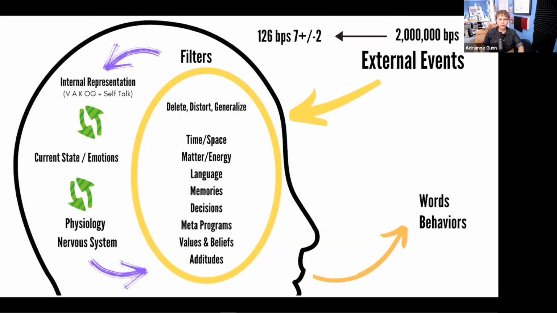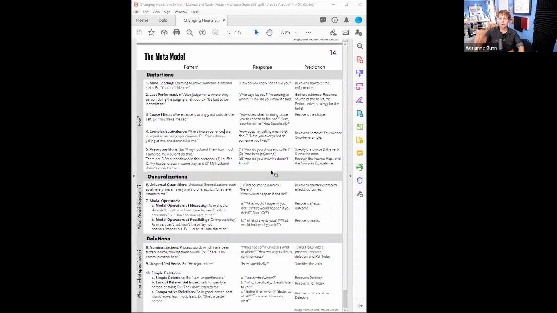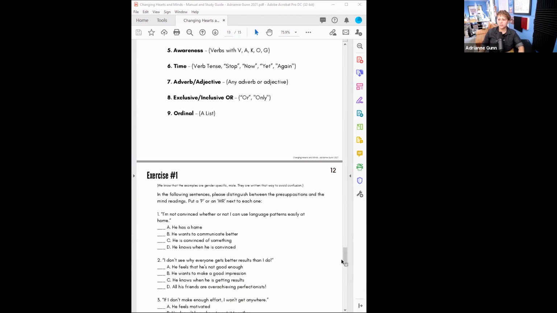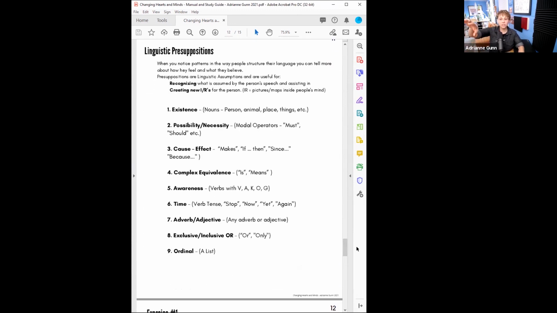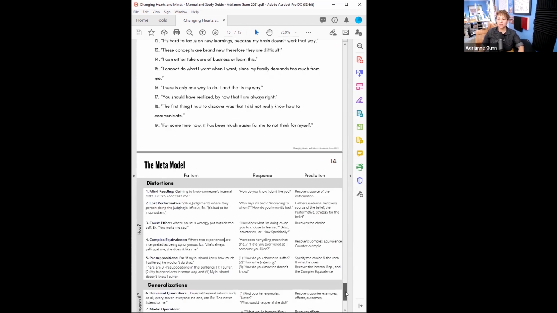Now, the meta model, I'm going to stop share and share a different thing. Now, there are aspects of what's on this page that are related to your model. I'm scrolling up. Boom. Linguistic presuppositions. So existence, possibility, necessity, cause and effect, complex equivalence, awareness, time, adverbs, adjectives, exclusive ors, and ordinals, all of those that you read about in people's language when you do the linguistic presuppositions assignment. Those are also here in the meta model.